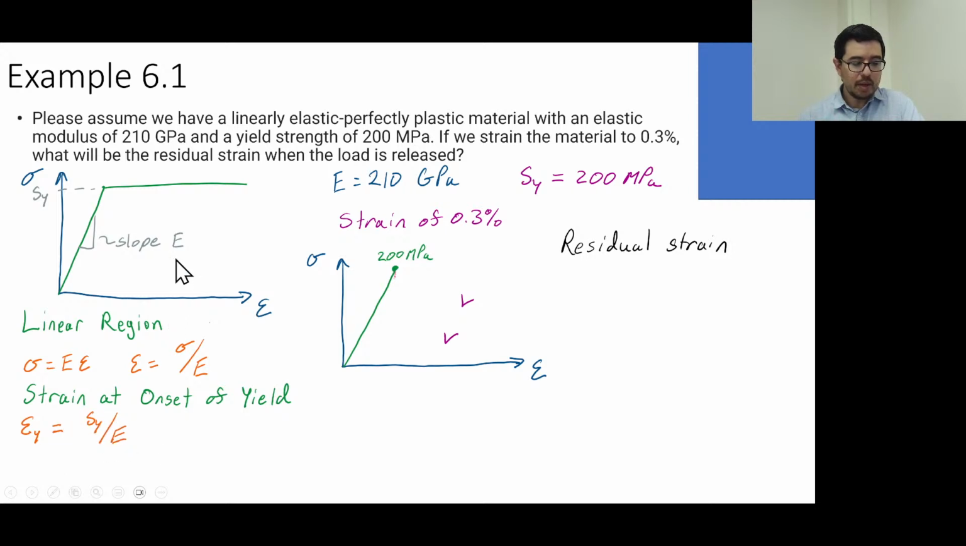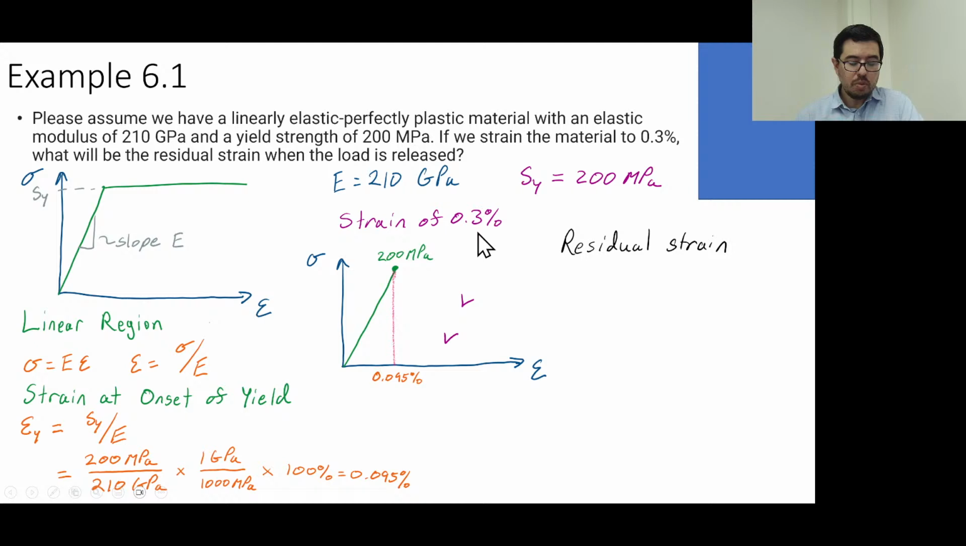So this epsilon y is just going to be sigma y divided by E, because sigma is equal to E epsilon. If I want epsilon y, I just divide both sides of this equation by E. That will tell us how far we are over to this point. Okay, so we've now progressed to 0.095%.